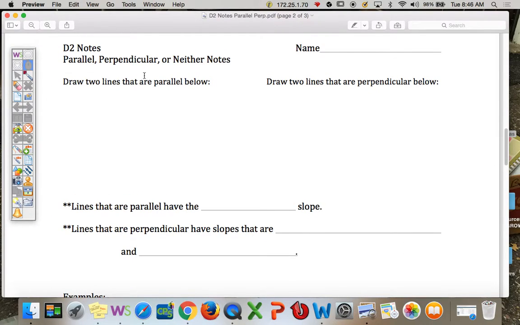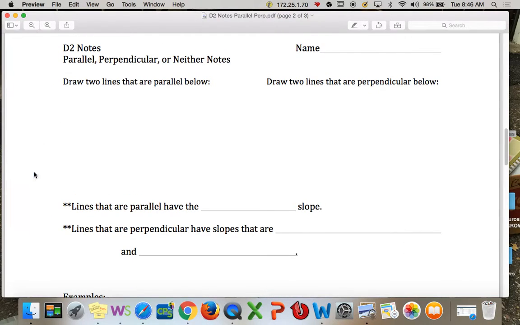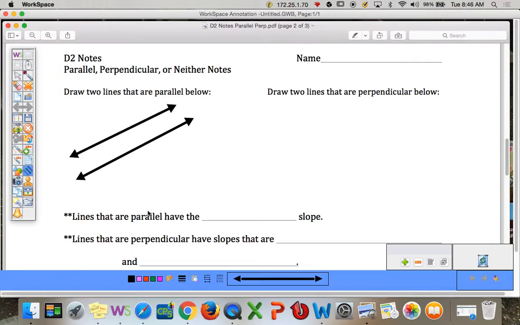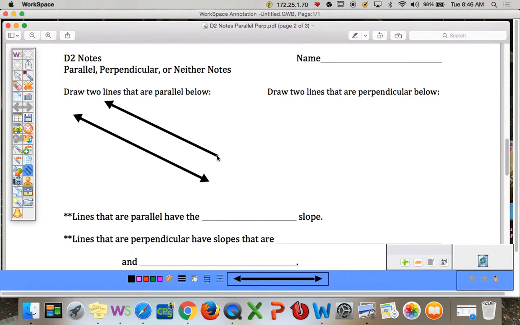So we're going to start with drawing two lines that are parallel. Two lines that are parallel never cross. So here's an example of two lines that are parallel. We could go the other way. These two lines are parallel. Parallel lines are two lines that never cross. Perpendicular lines are two lines that cross at a right angle.